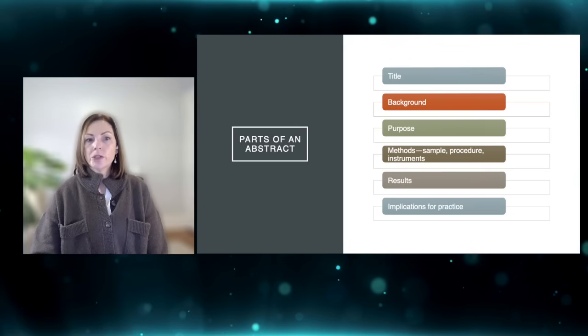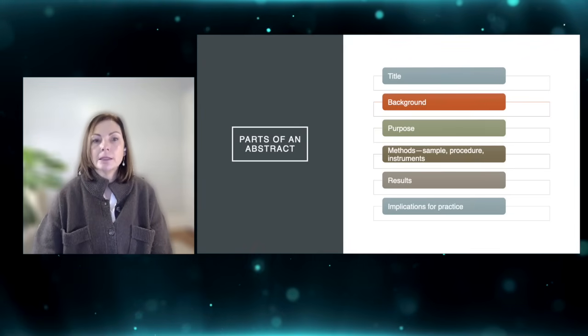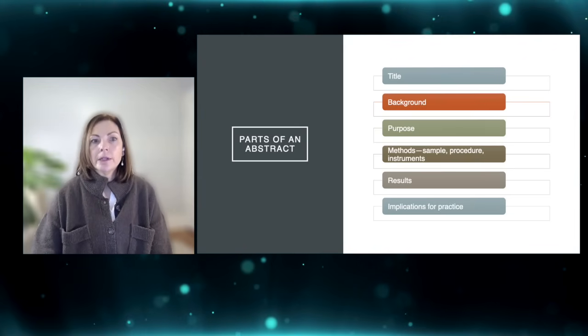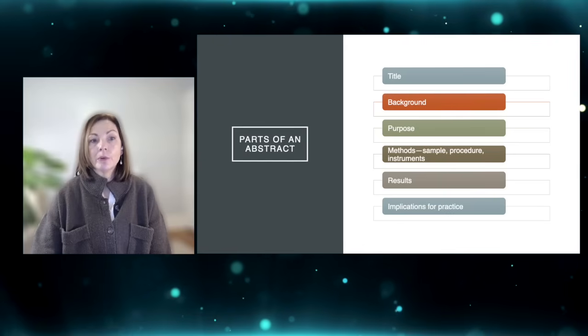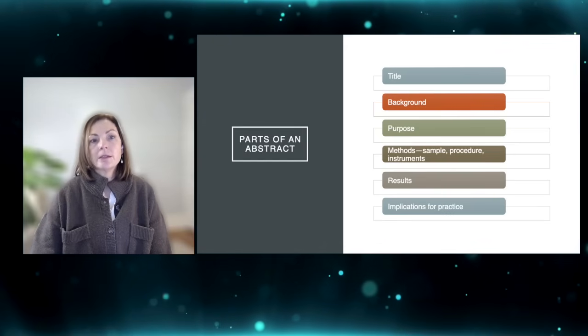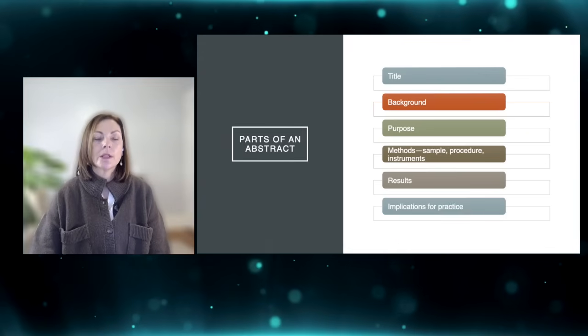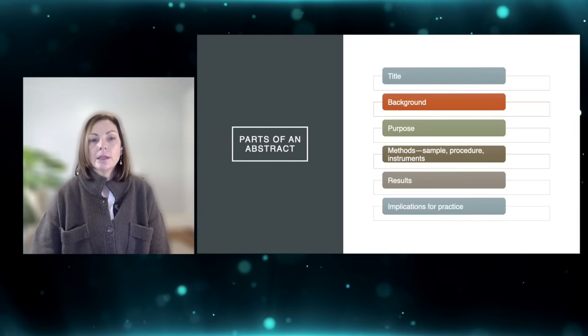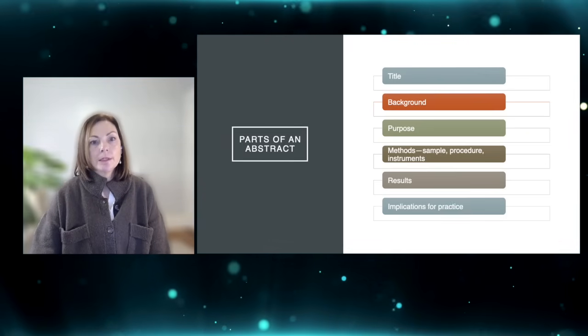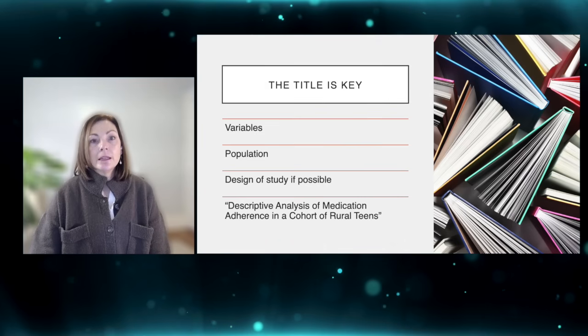So, what are the parts of an abstract? We're going to break this down. In general, you'll need a title, background, purpose, method, and this is your sample or your procedure, or the instruments that you use to conduct your project, and then your results, and finally, the implications for practice. The title is key.